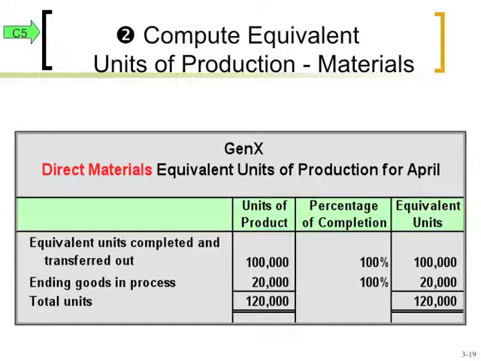And here we have 100,000 units that were transferred out. Well, if 100,000 units are transferred out, that means they were finished, so they had to have 100% of direct material. The ending goods in process, this assumes that the material was all added at the beginning of the process, which is typical if you're a dairy farmer and you're making the milk production. You put in all the milk, all the raw milk goes in at the beginning of the process. So there again we would have 20,000 units or gallons of milk in this example.